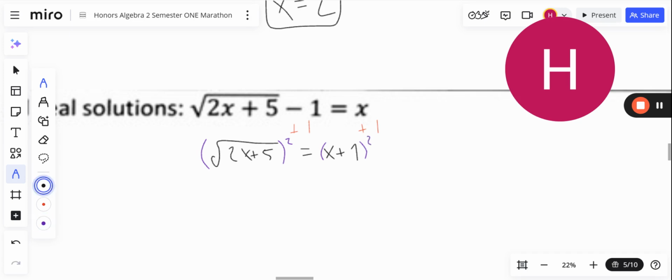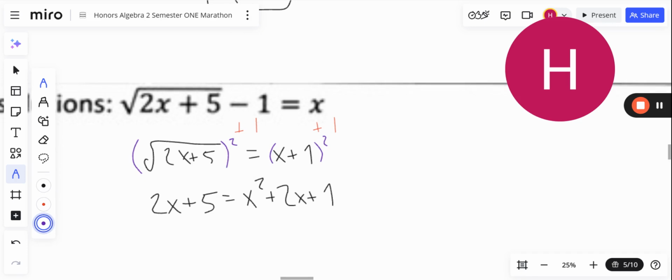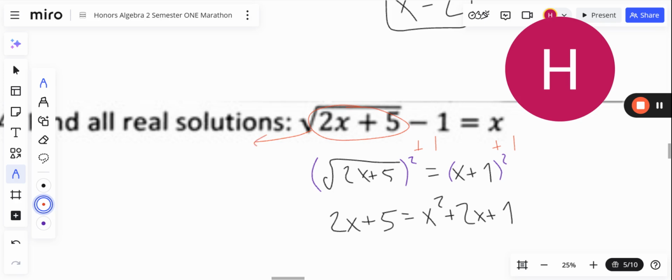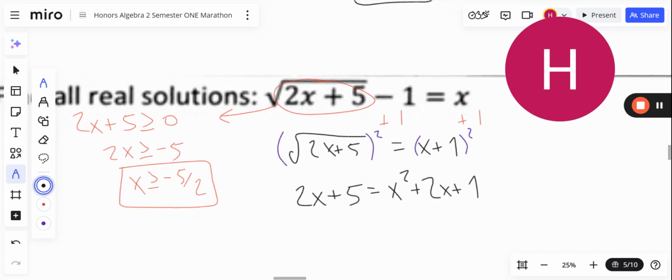So what do we end up with there? We end up with 2x plus 5, because the radical breaks, is x squared plus 2x plus 1. Now that seems all fine and dandy and easy and solvable, but what you have to remember is that when we get x values at the end, since we're dealing with the square root, we can't have a negative in there. So 2x plus 5 needs to be greater than or equal to 0, which means 2x needs to be greater than or equal to negative 5, which means x needs to be greater than or equal to negative 5/2. So just keep that in mind when you solve this.